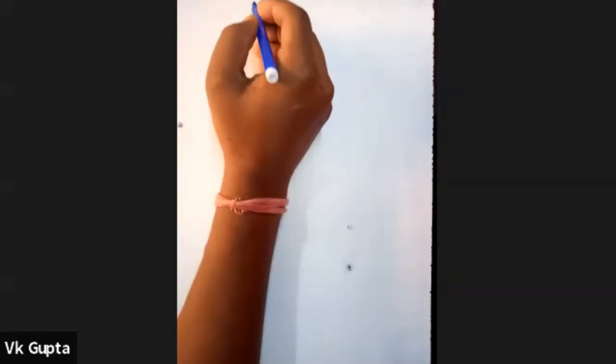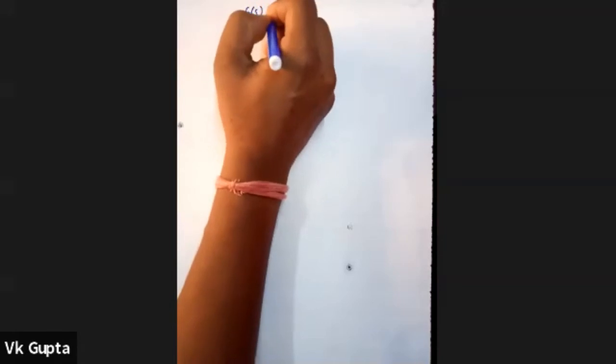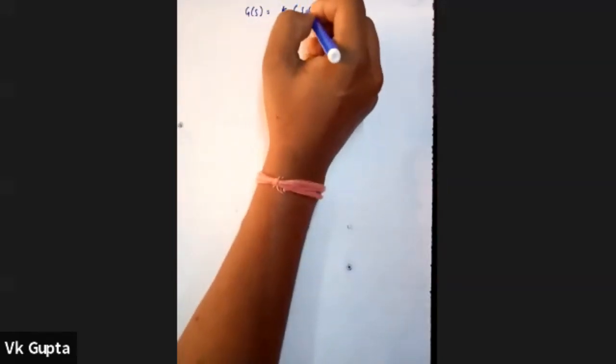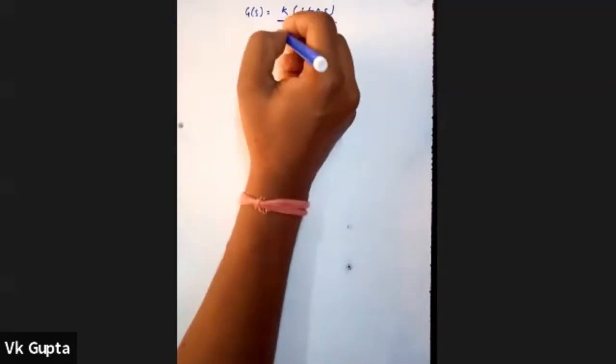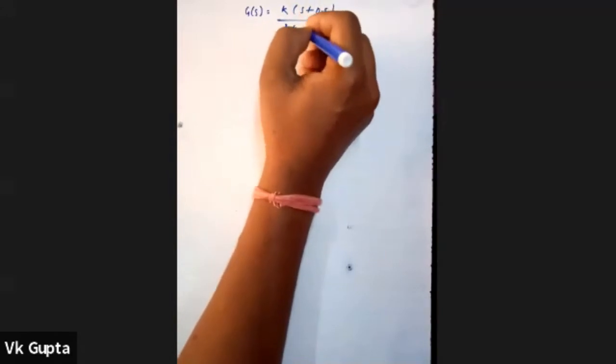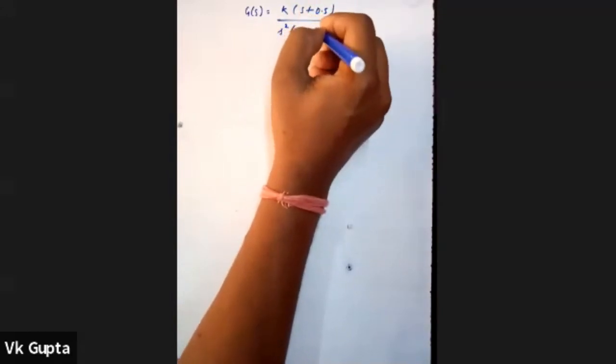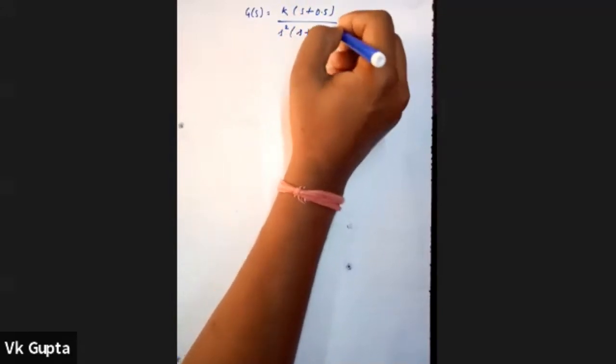Today we will sketch the root locus for G(s) equals K (s + 0.5) / (s squared (s + 4.5)).